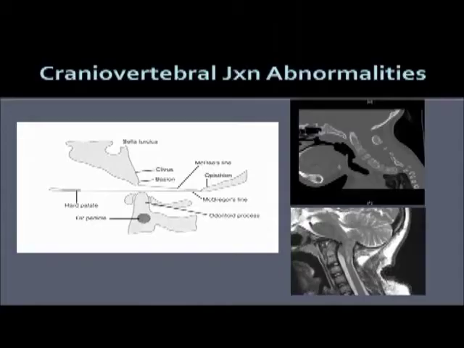So as an example, the lower picture on the right is an MRI, and you can see on this study that the top of C2 is actually impinging backwards, or retroflexed odontoid is what we call this, into the brainstem.